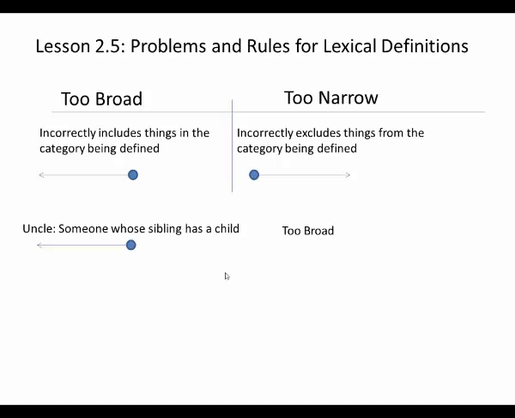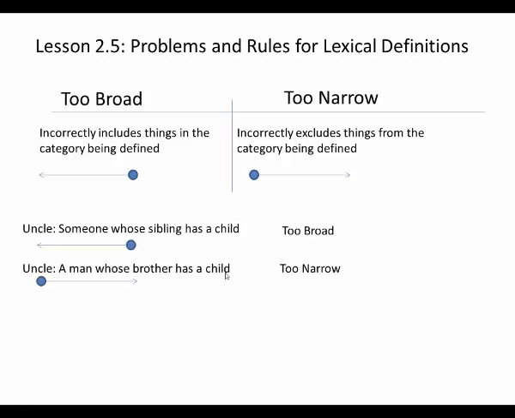How about the next example? Suppose someone else says, an uncle is a man whose brother has a child. This time the definition is too narrow. And you can apply the test I was talking about again to this one. Start from left to right and say, can I think of an uncle who is not a man whose brother has a child? And of course I can, because it could be a man whose sister has a child, right? And that would be an uncle, but not someone whose brother has a child. So that definition is too narrow.